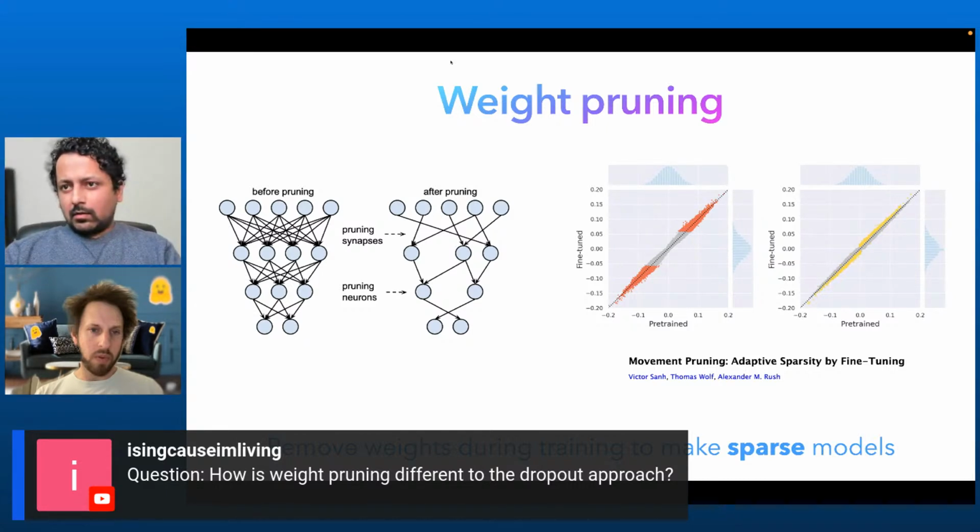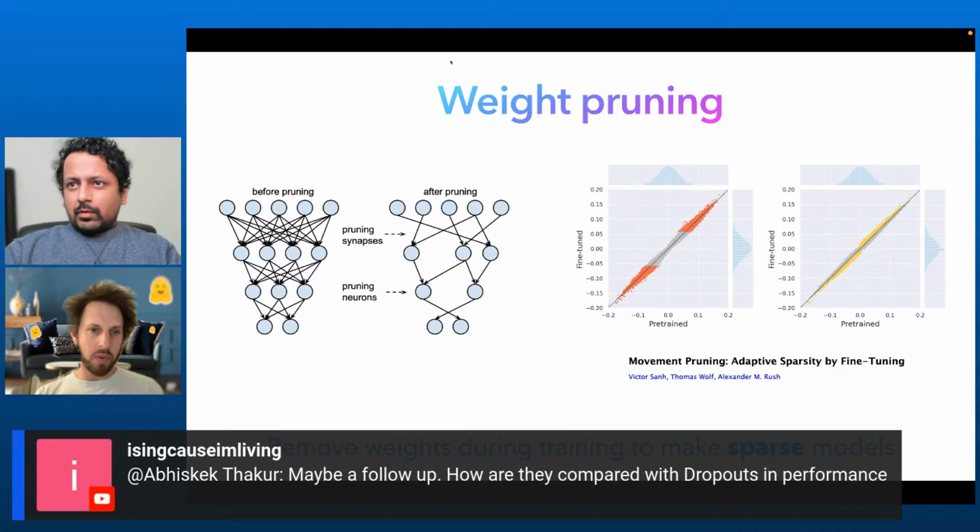Yeah, sure. Thanks, Lewis. There is also a follow-up on this one. How are they compared with dropouts in performance? Are there any performance benefits?